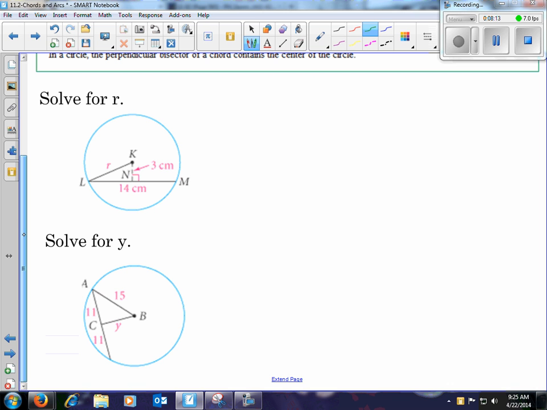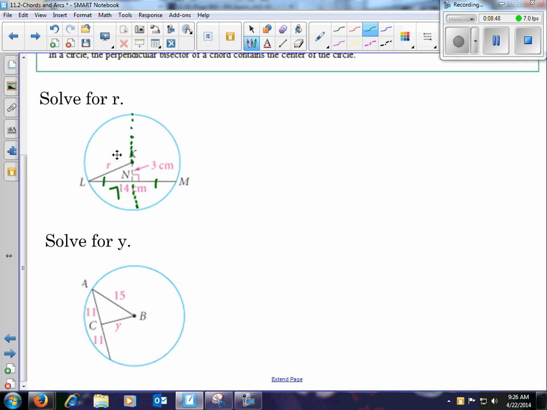So the first one says, solve for r. So since I know that this piece here is 90 degrees, I could extend this and make this my diameter here, and then it could go this way too. So if I have this, I can say that since my chord is perpendicular to my diameter, these two pieces are congruent. And if the whole thing is 14, then that means this little piece is 7.